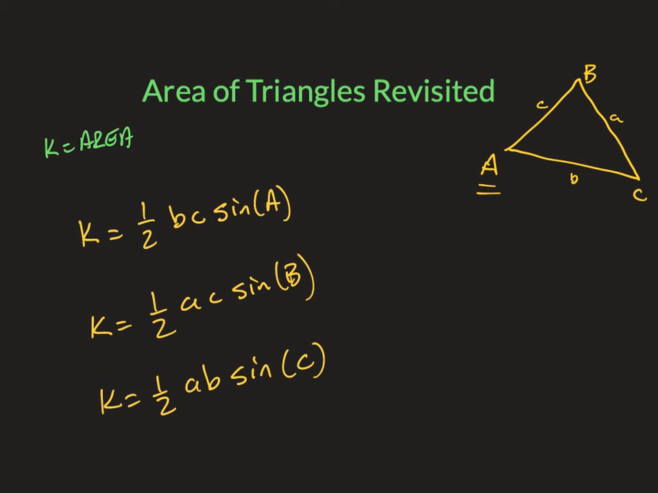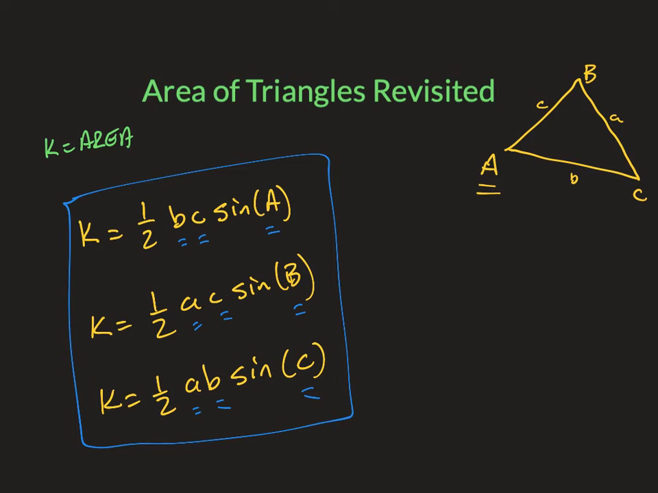So notice, whichever two legs you have, it's the other angle. So when I have legs A and B, I want the angle C. When I have legs A and C, I want the angle B. And of course, when I have B and C, I want the angle A. So those are the formulas. Those are a consequence of the law of sines, and what we want to do is practice using those. So let's look at a couple examples.